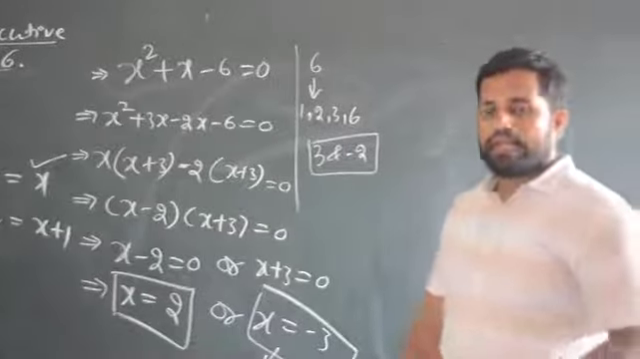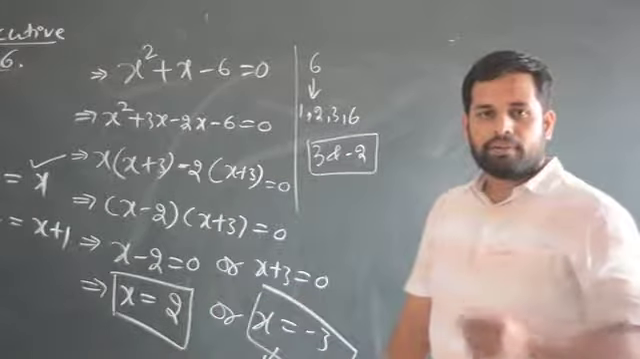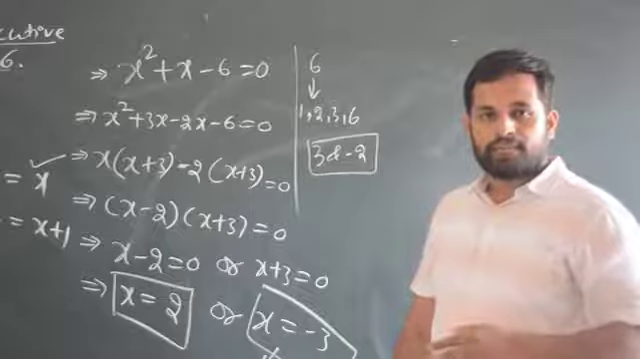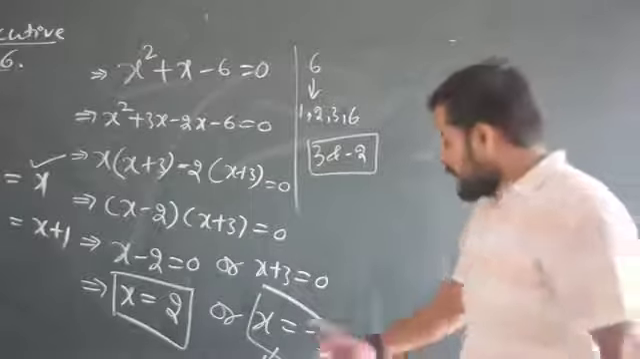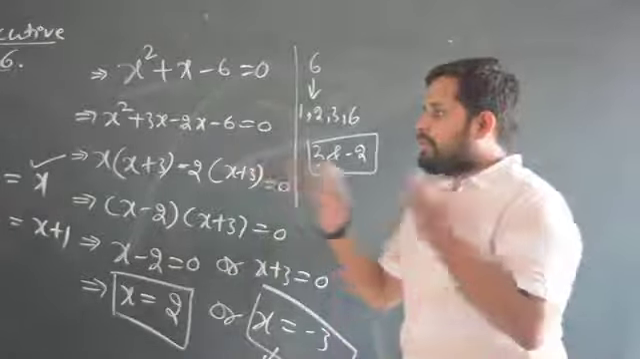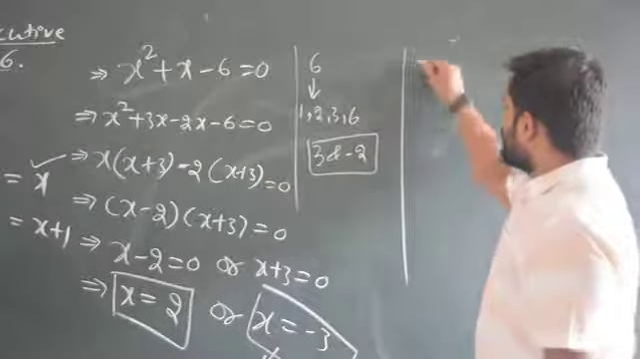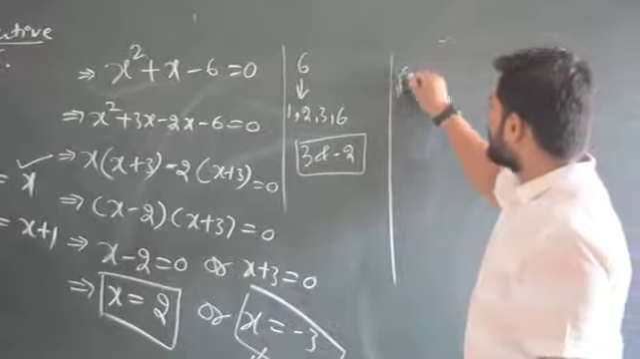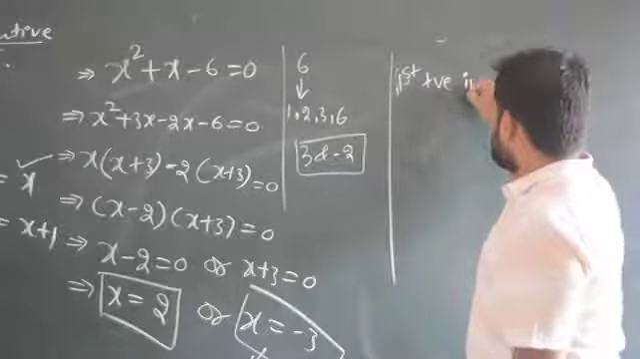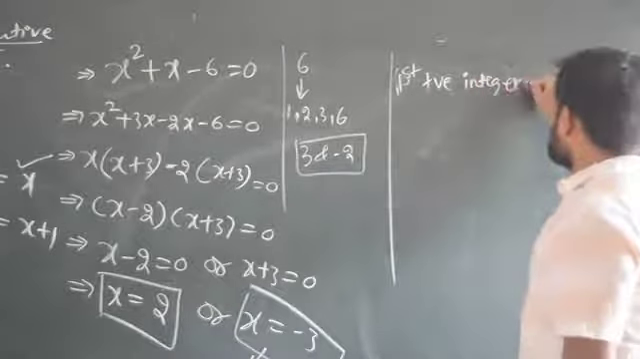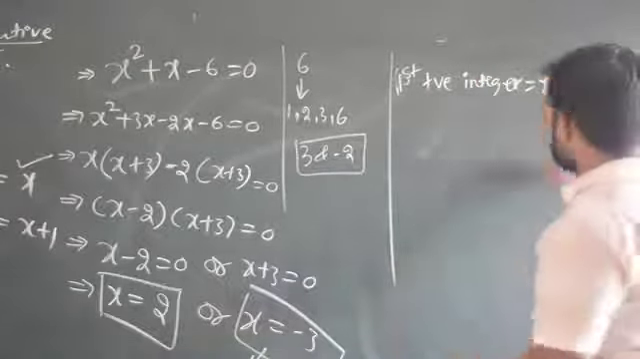I told you, in a quadratic equation I get two answers. Yesterday I explained with the quadratic formula and factorization. Two answers will come, but you have to neglect that one. Why? Because positive integers are required. So that's done, no? The first positive integer is equal to x. So what is that? 2.